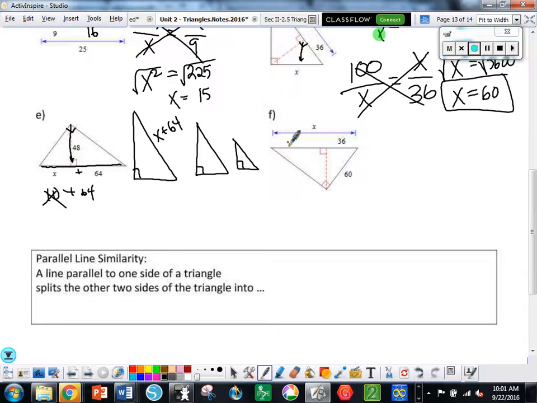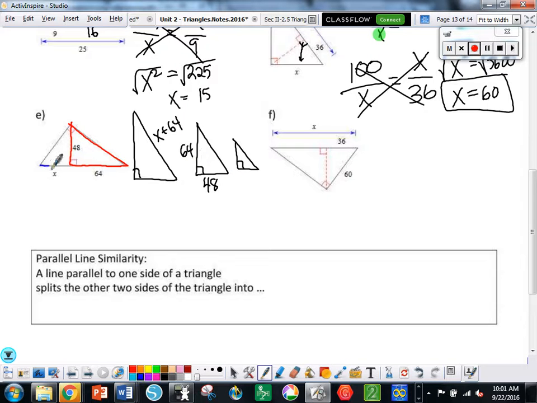Do we know anything else about that big triangle? No? Okay, let's look at the medium triangle now. What do I know from the medium? Do I know the hypotenuse? No. Do I know the short leg? Which is what? 48. Do I know the tall leg? 64.